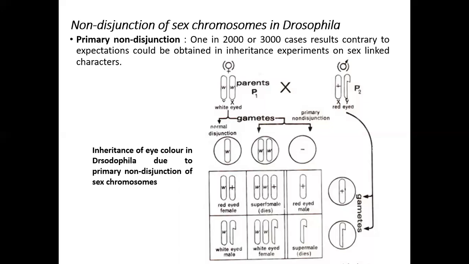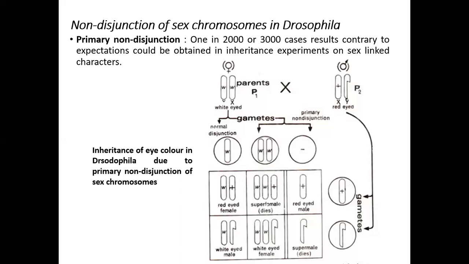That means the two X chromosomes move to only one pole. So one pole gets the two X chromosomes, and the other pole will obviously receive no X chromosome. Such a non-disjunction with a normal female parent is called a primary non-disjunction, in order to distinguish it from secondary non-disjunction, which we will see in the next slide.